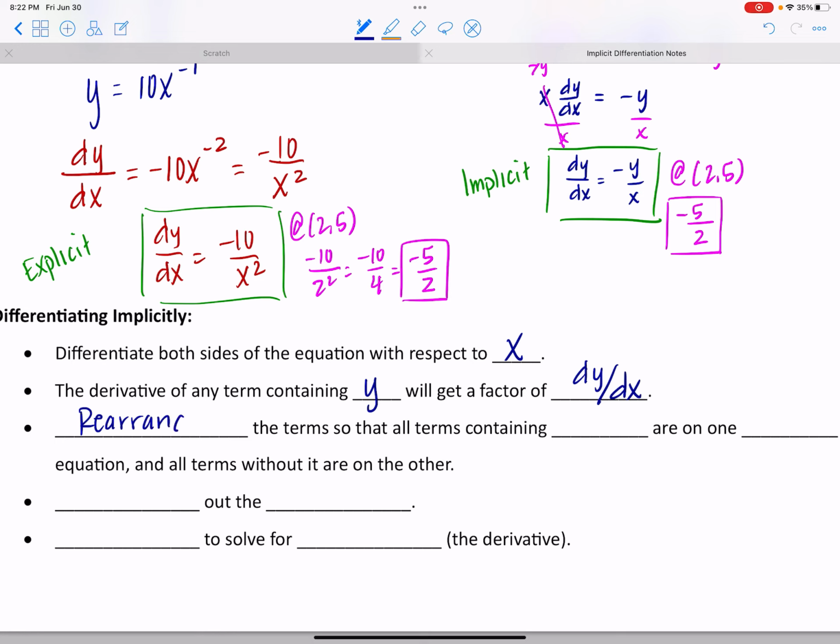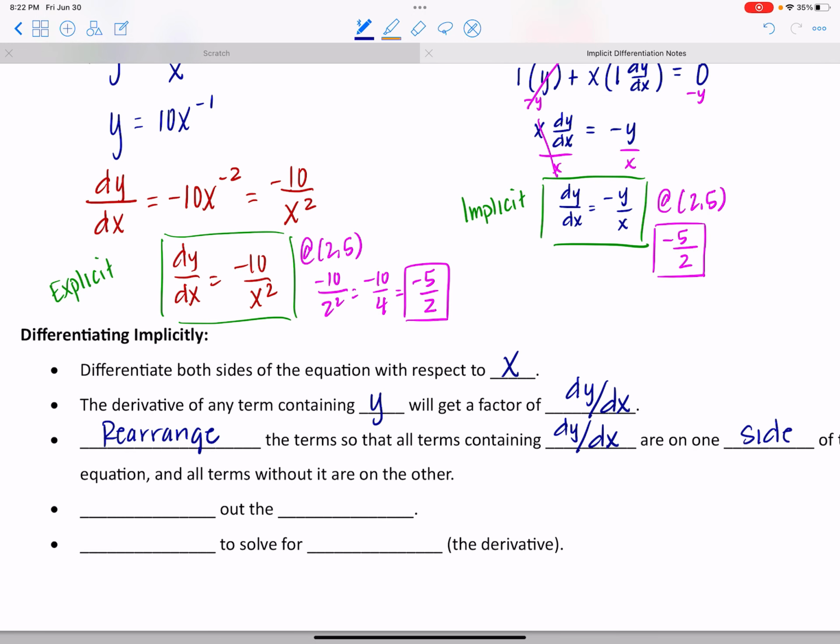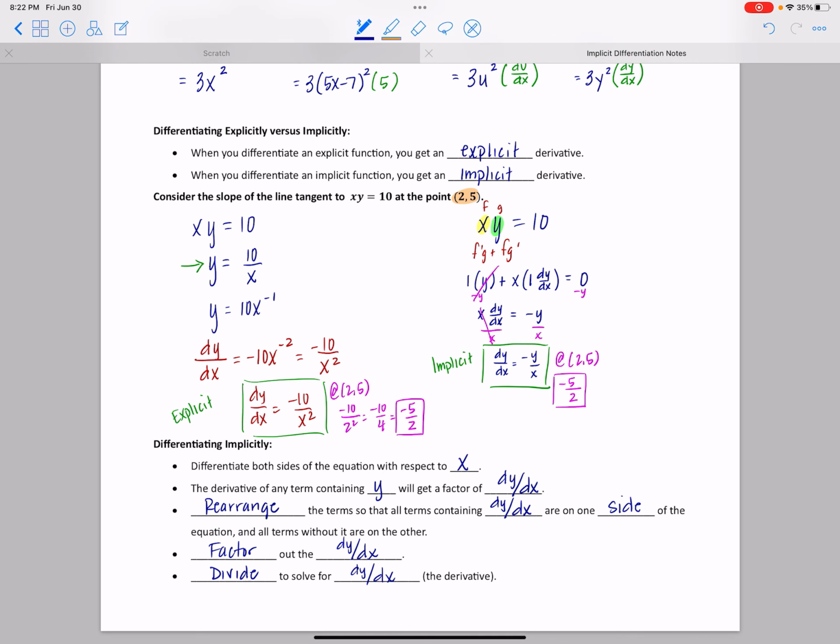Rearrange all of the terms so that any of the terms that have our dy dx in them are all on one side, and anything that doesn't have a dy dx is going to go to the other side. And then everything on the one side that has that dy dx, because they have that in common, we're going to factor. So factor out the common dy dx, and then you should be able to divide to finish solving. So divide to solve for dy dx. That's your derivative, and then if you need to evaluate it at a particular point of tangency, then we'll be able to do that.